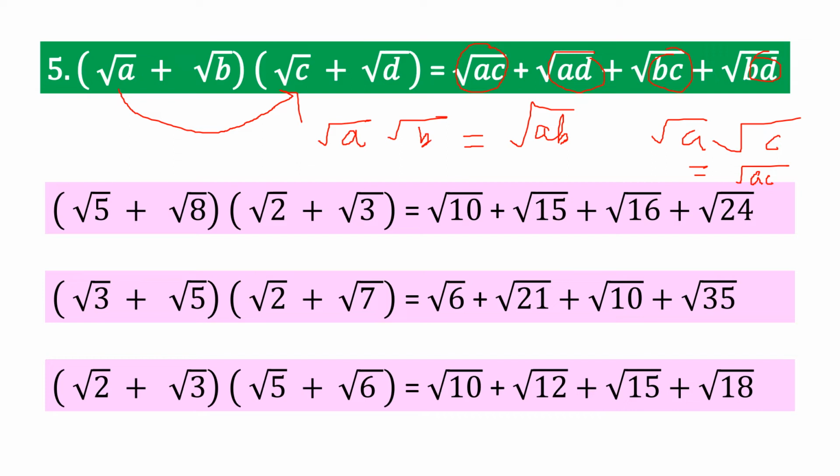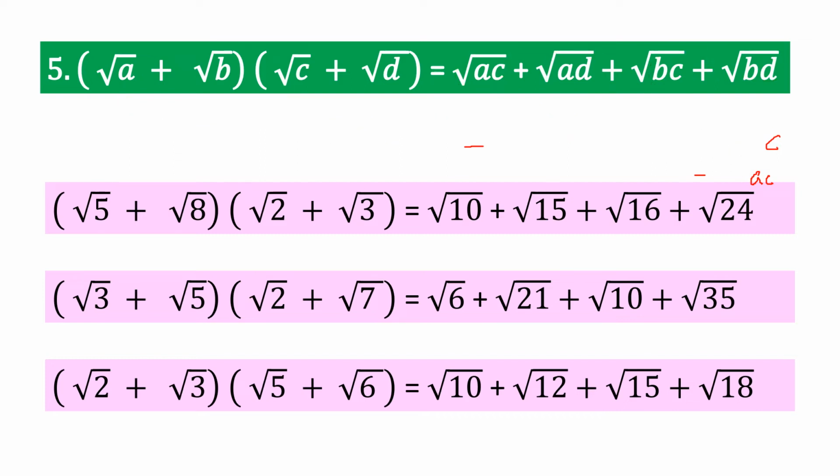Okay, so now let's look at the formula being applied in the questions, or being applied on numbers. Now I've taken different roots here, root 5, root 8, root 2, root 3, all different roots. So you just solve it normally. So root 5 into root 2 will be root 5 into 2. 5 into 2 is 10. So root 10, right? Now next is root 5 into root 3. Root 5 into root 3 will be root 5 into 3. So 5 into 3 is 15.